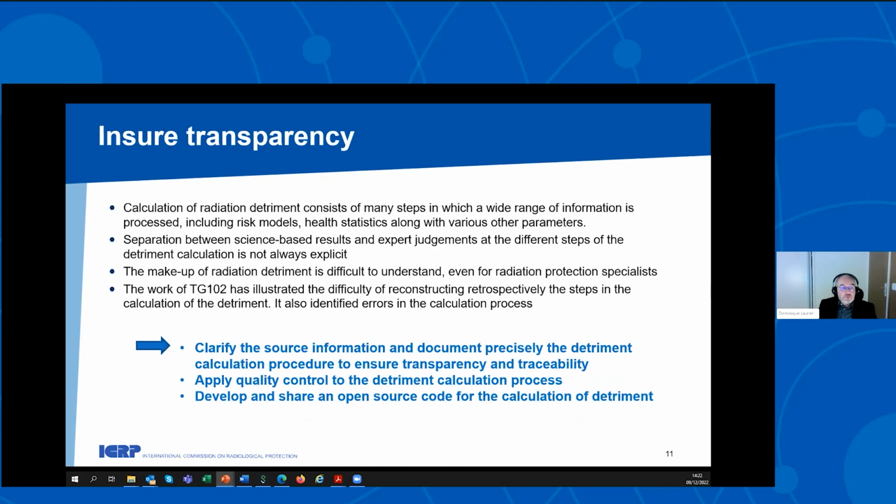One way to do that is to apply strict quality control in the process of detriment calculation. And one possibility maybe is to develop and share an open source code for the calculation of detriment in the next recommendations.